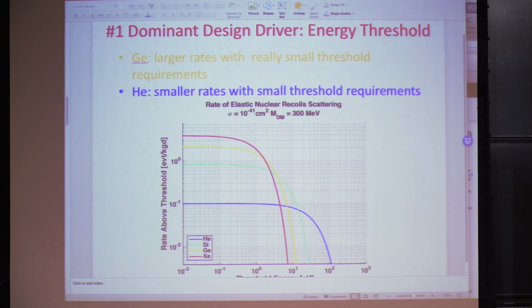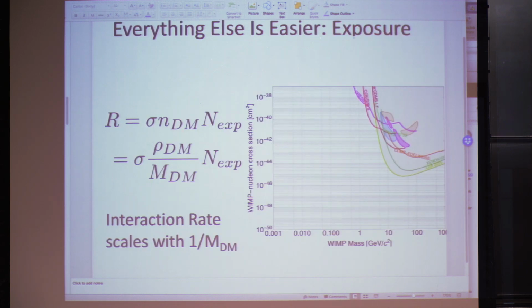And with helium, on the other hand, it's on the opposite end of the spectrum, right? So there your A is 4. So there you are going to have smaller rates because you don't have the coherent rate enhancement. That's here in blue. But your kinematic mismatch isn't as bad, so you're going to have higher kinetic energies. So you can play the rate enhancement versus the energy threshold back and forth. So everything else is easier, right?